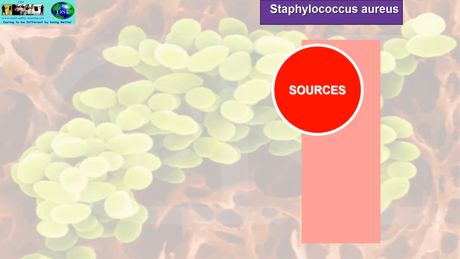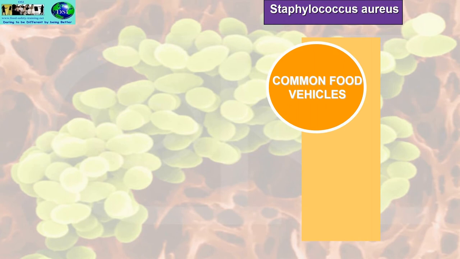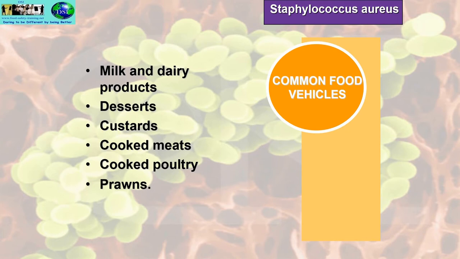The sources of Staphylococcus aureus include people, from the nose, mouth, skin, from spots, boils, from raw milk. Common food vehicles: milk and dairy products, desserts, custards, cooked meats, cooked poultry, and prawns. So just think of the high-risk foods that food handlers are preparing.